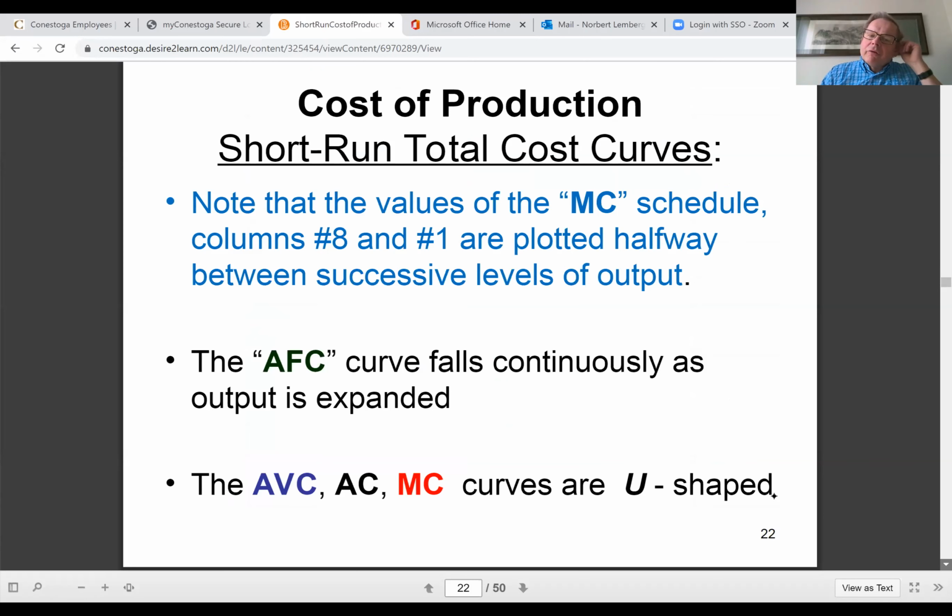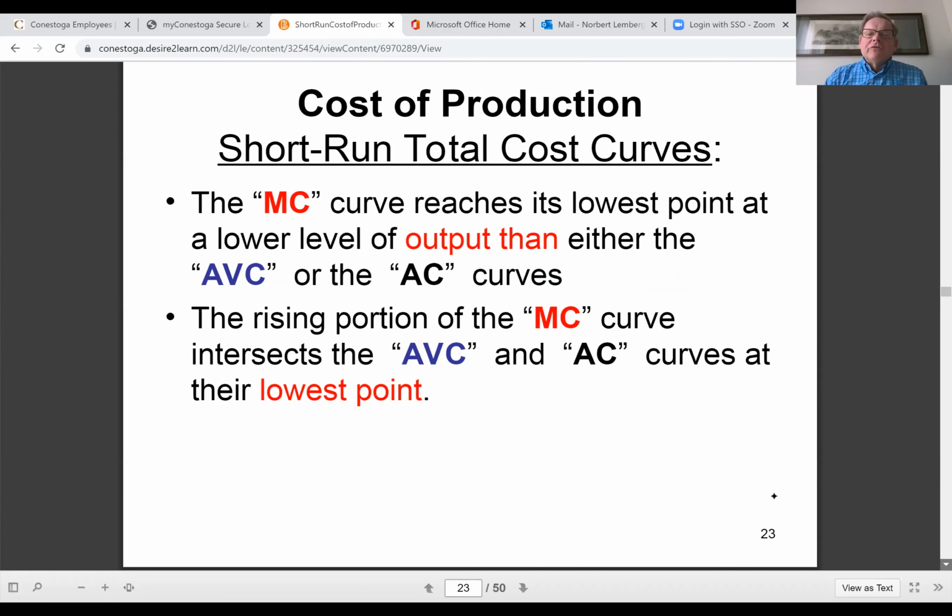Your average fixed cost curve falls continuously as output expands, but it will never reach absolute zero. The average variable cost, your average cost, and your marginal cost curves are all U-shaped. The marginal cost curve reaches its lowest point at a lower level of output than either the average cost curve or the average variable cost curve. Please highlight that the rising portion of the marginal cost curve intersects the average variable cost curve and the average cost curve at their lowest points.